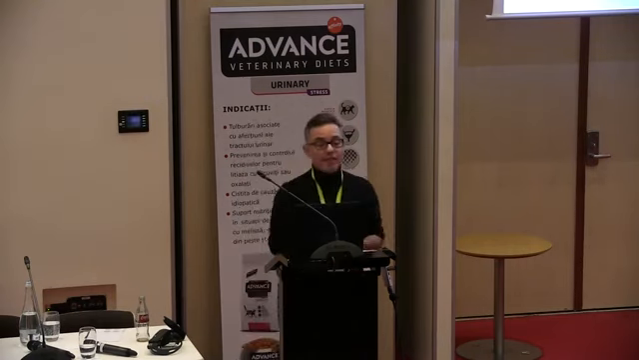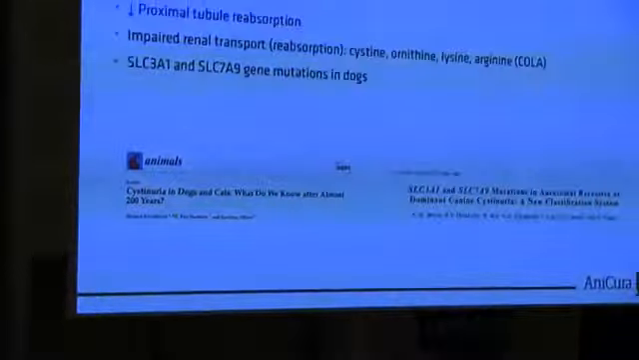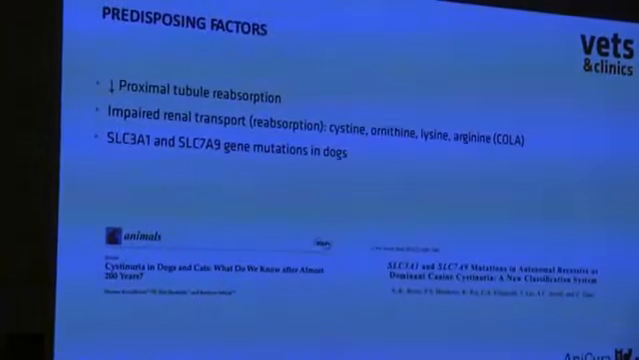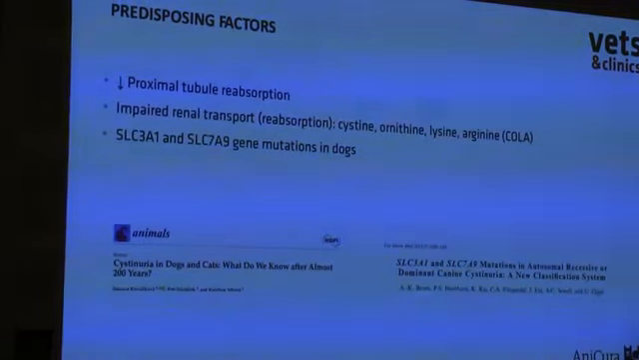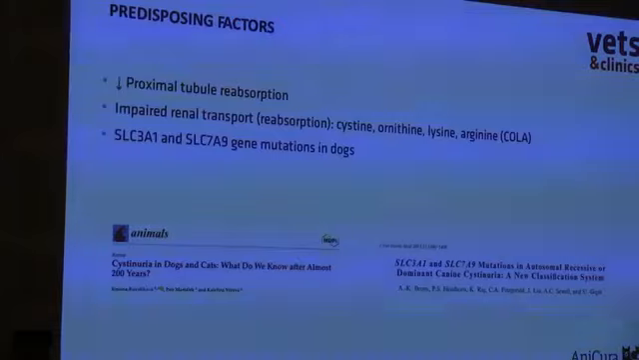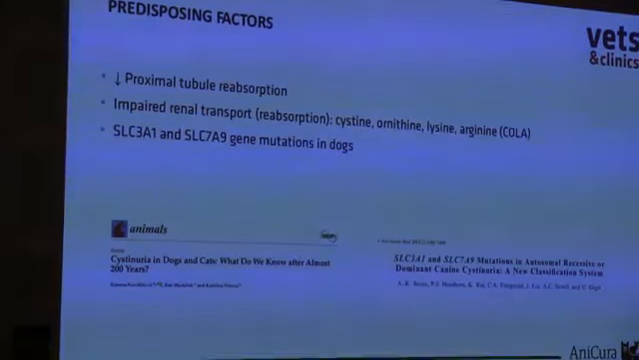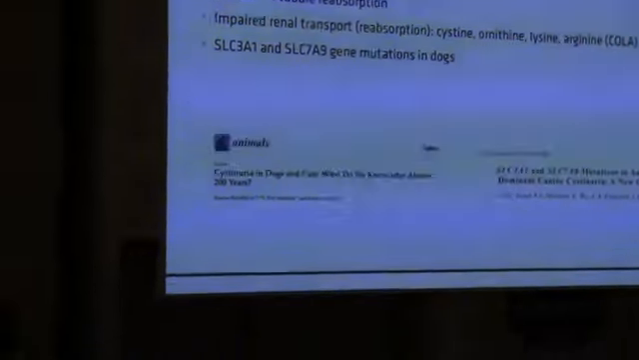This one is maybe a problem in the proximal tubular reabsorption of amino acids. Mainly the problem is the reabsorption of these amino acids: cystine, ornithine, lysine, and arginine, and for that it is called COLA, for the first letter of each amino acid. And this is a genetic mutation presented in the SLC3A1 and SLC7A9 gene mutations in dogs.